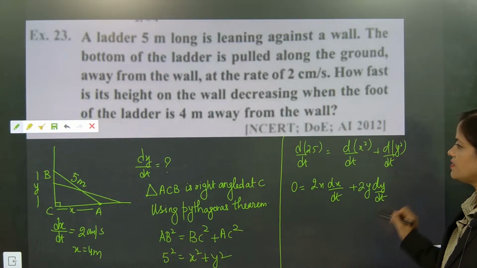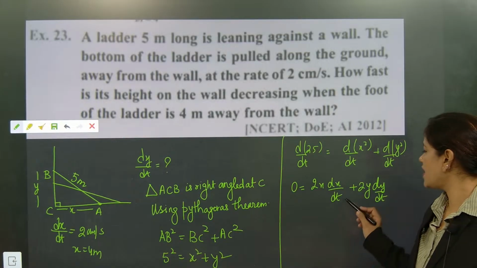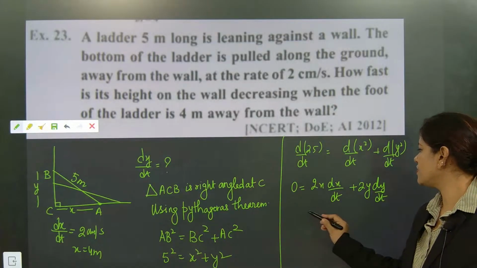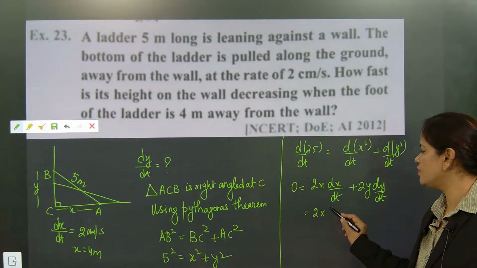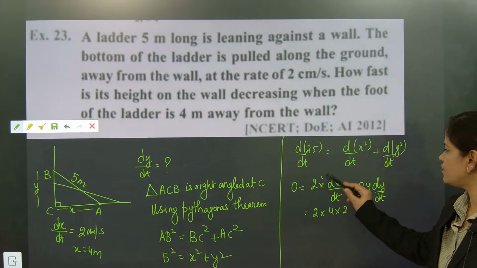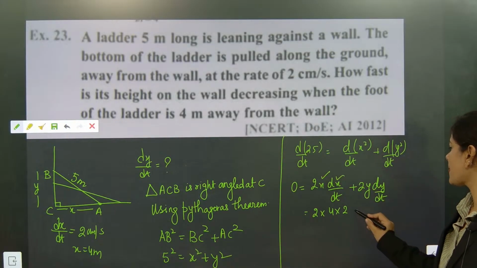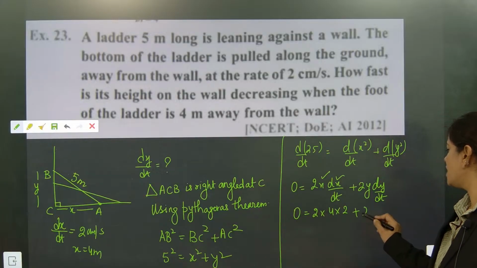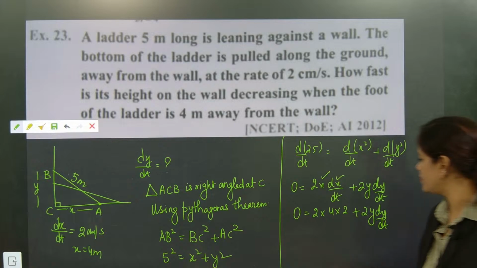So now beta, x they have given, and dx by dt is given. So here it will become 2 into 4 into 2, because x value is 4 and dx by dt is 2, and this part is coming as 0, and here it is 2y dy by dt. Sham, till where you have solved it? Can you show me?